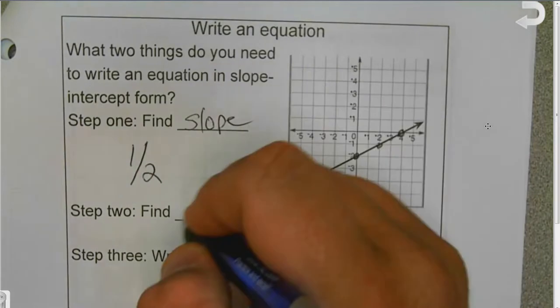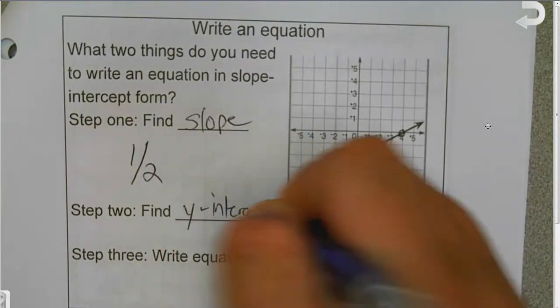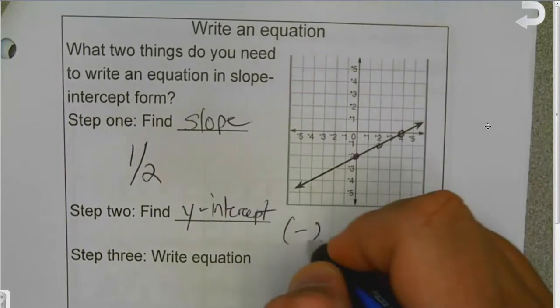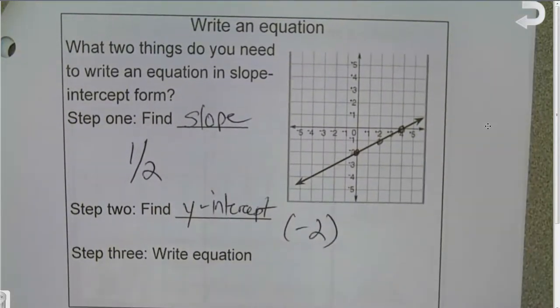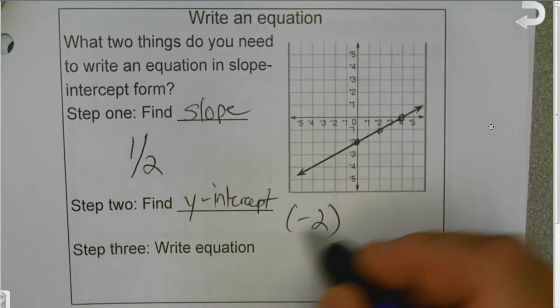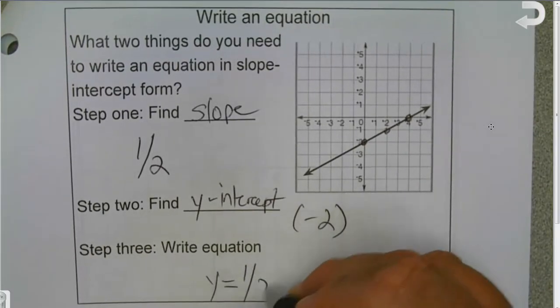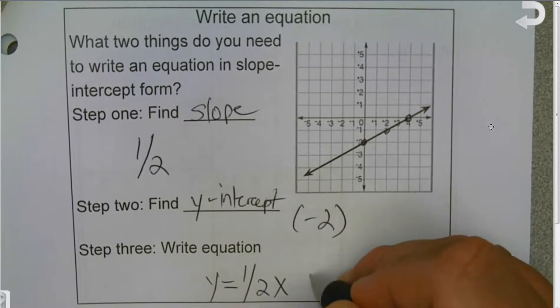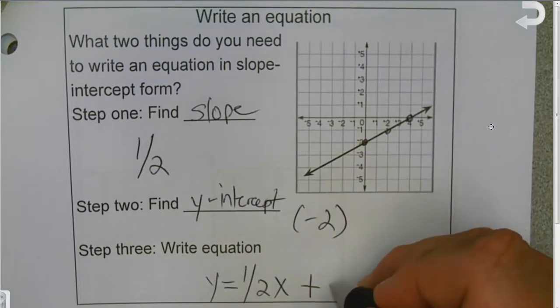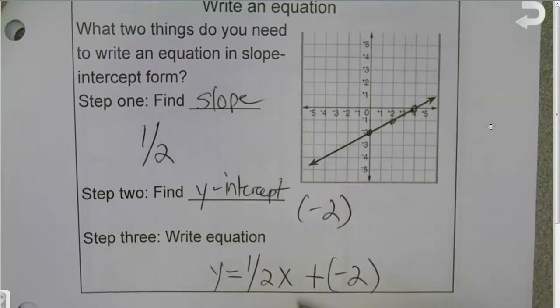The second thing to do is find the y-intercept. The y-intercept is -2. So once I have the slope and the y-intercept, I can go ahead and write the equation. So I'm going to write y equals 1/2 x plus -2. I could have also written it y equals 1/2 x minus 2. I would have done the same thing.